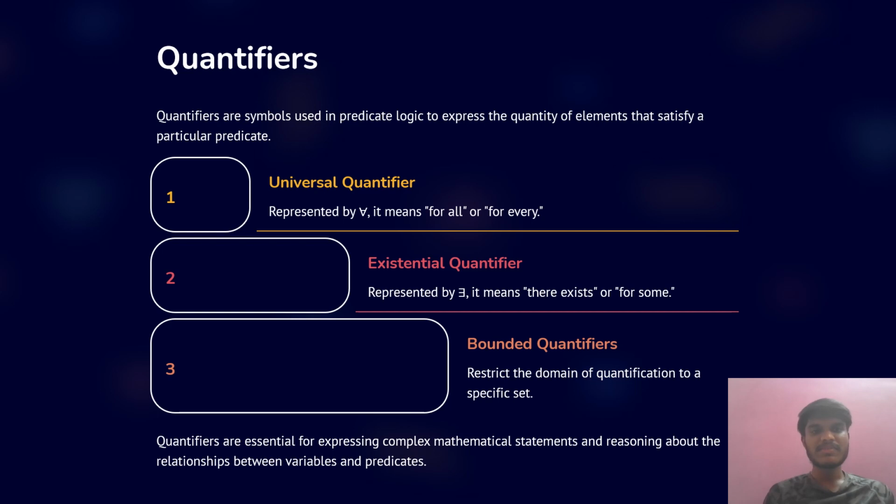Quantifiers. These are the symbols used in predicate logic to express the quantity of elements that satisfy a particular predicate. Universal quantifier. It means for all or for every. Existential quantifier. It means there exist or for some. Bounded quantifiers restrict the domain of quantification to a specific set. Quantifiers are essential for expressing complex mathematical statements and reasoning about the relationship between variables and predicates.